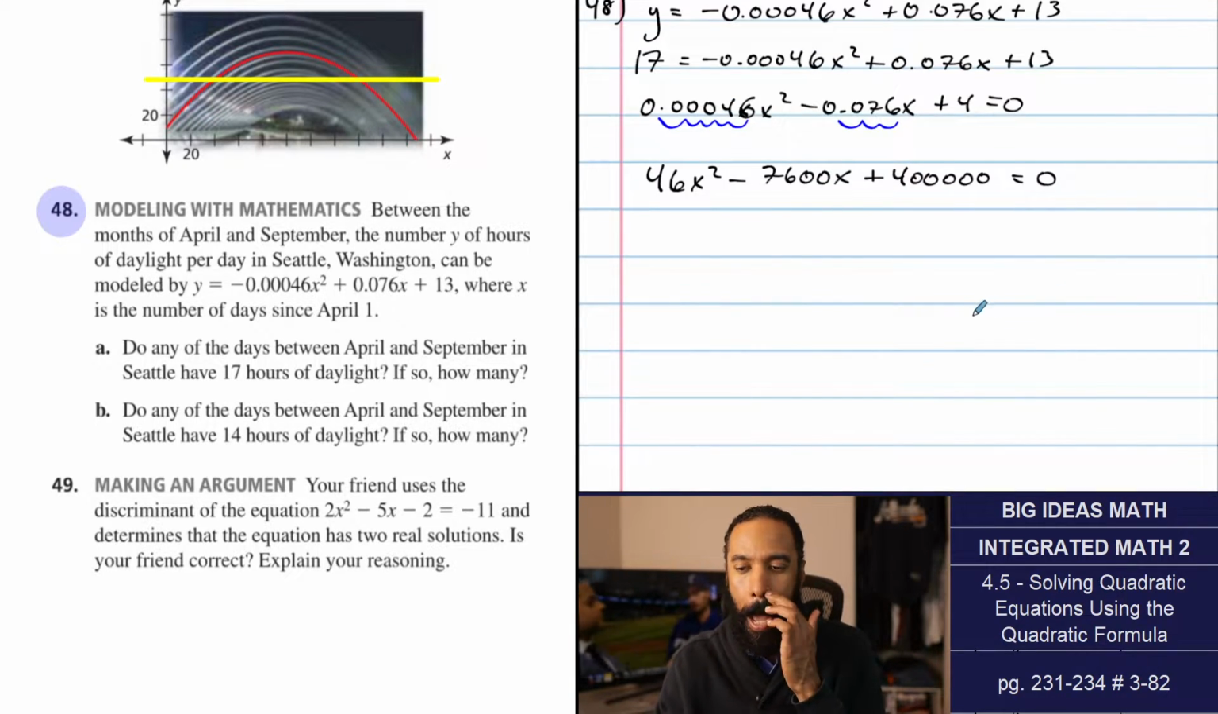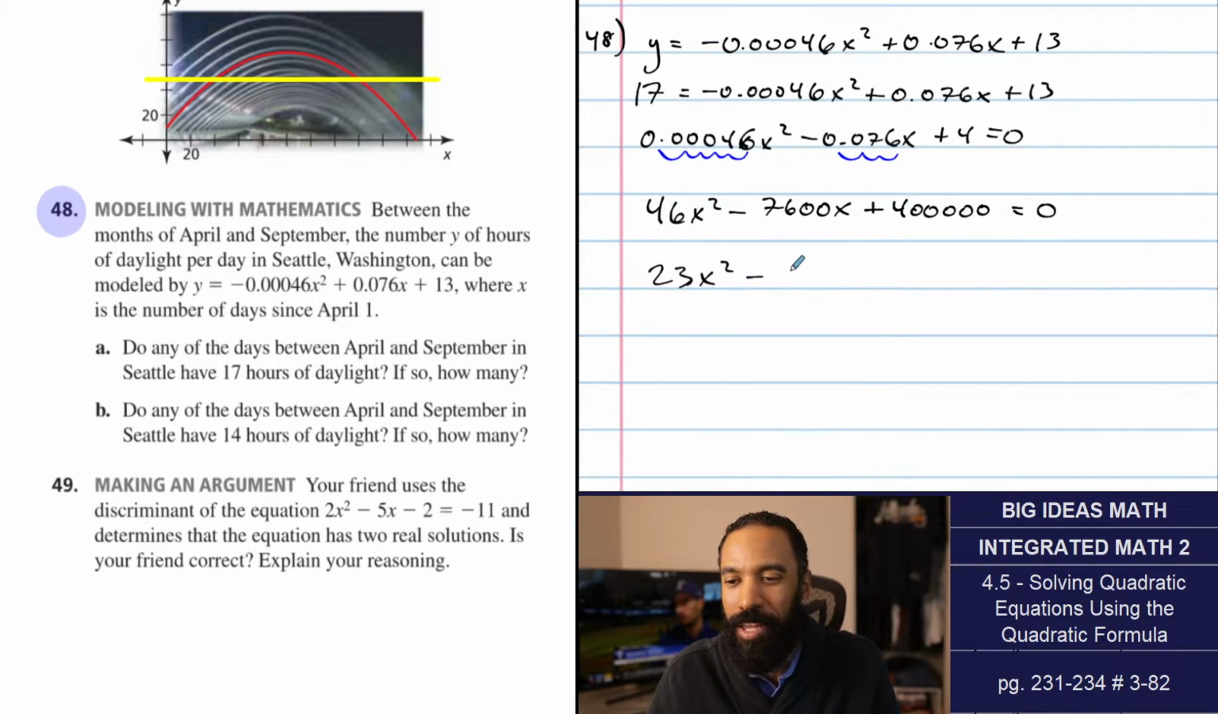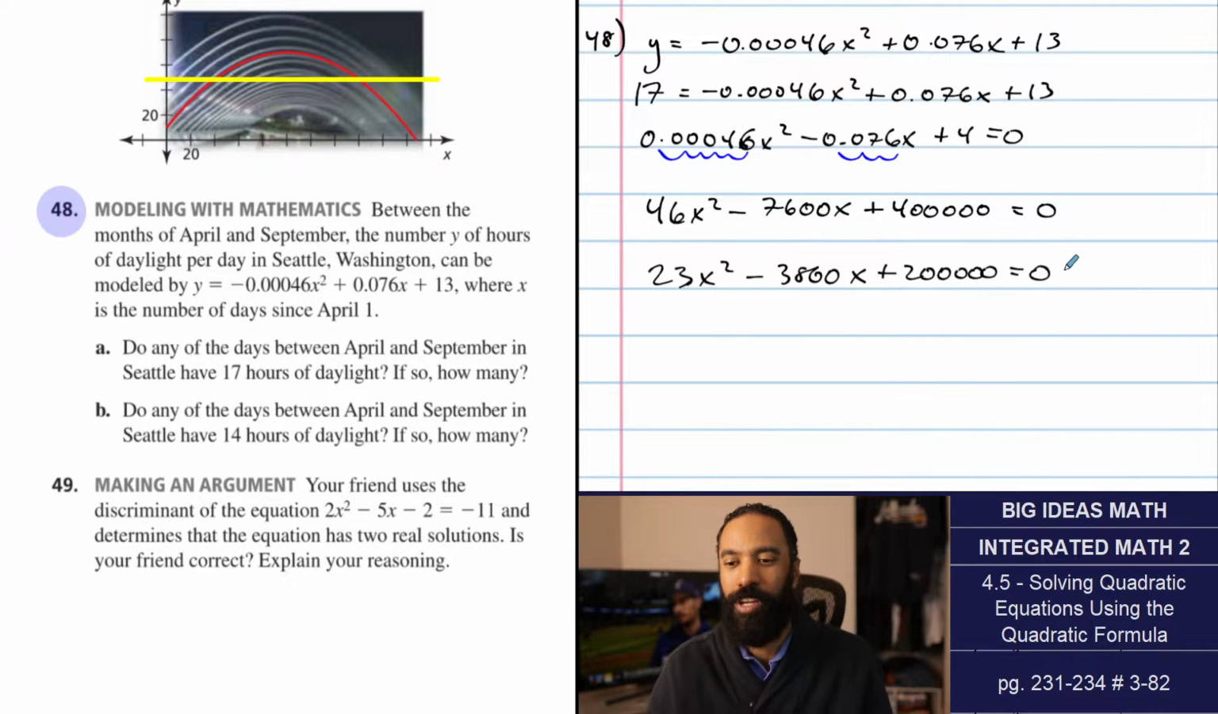Like that. I can at least divide by 2, so I'm going to go for that. 23x squared, unless these can all divide by 23, minus 3800x. I don't know why it's worth it for me to do this. I'm just not in the mood for using those other numbers. Look, big numbers are also just as troublesome.